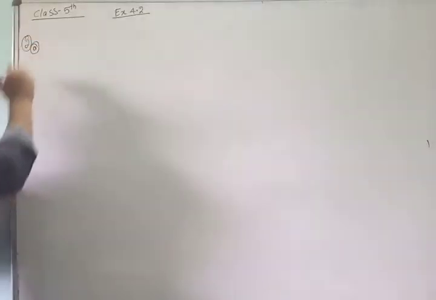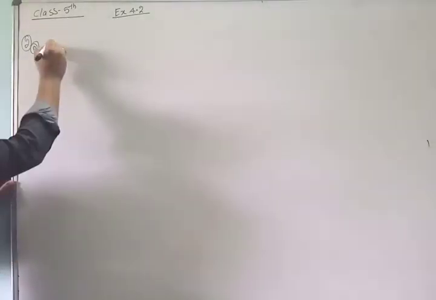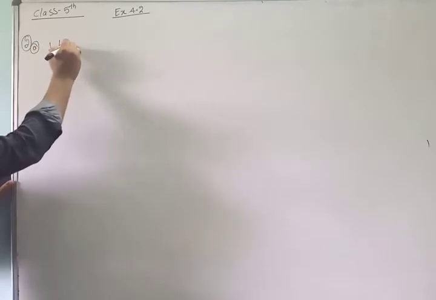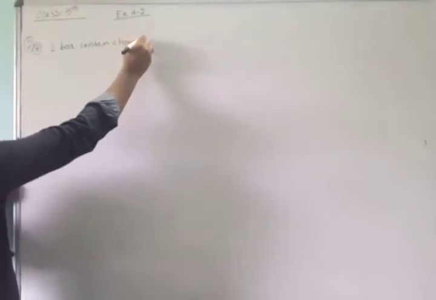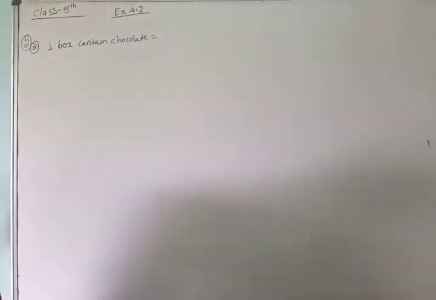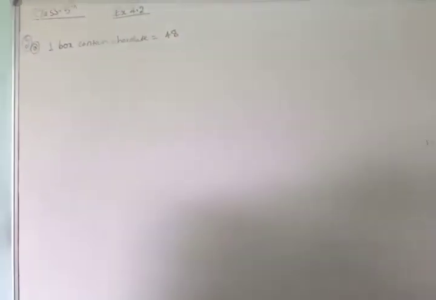Second question. There are 48 chocolates in a box. How many chocolates will be there in 8265 such boxes? Means what we have to do? We are given one box contains chocolates equal to... In one box, how many chocolates are given? In one box we are given 48 chocolates. And we have to find the number of chocolates in 8265 boxes.